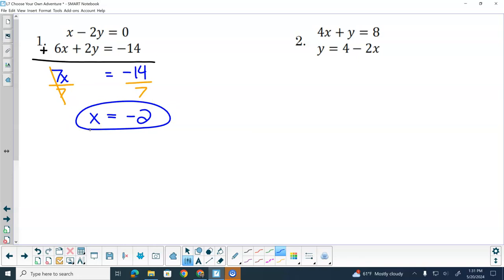Done. What is step number 4 in elimination? We need to put that back into one of the equations, right? Top or bottom equation. Again, let's be smart. Which equation is easier to put it into? I would concur that the top equation, it only has an x for 1, so that's good, but it also is equal to 0. Okay? So we're going to put in negative 2 here for x.